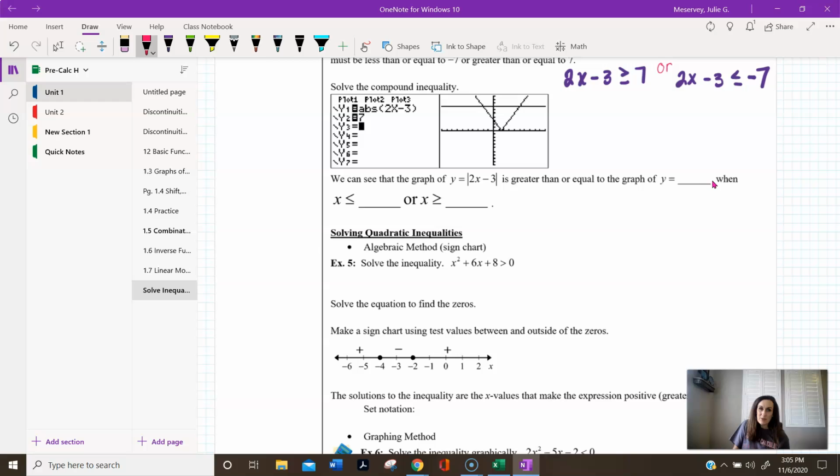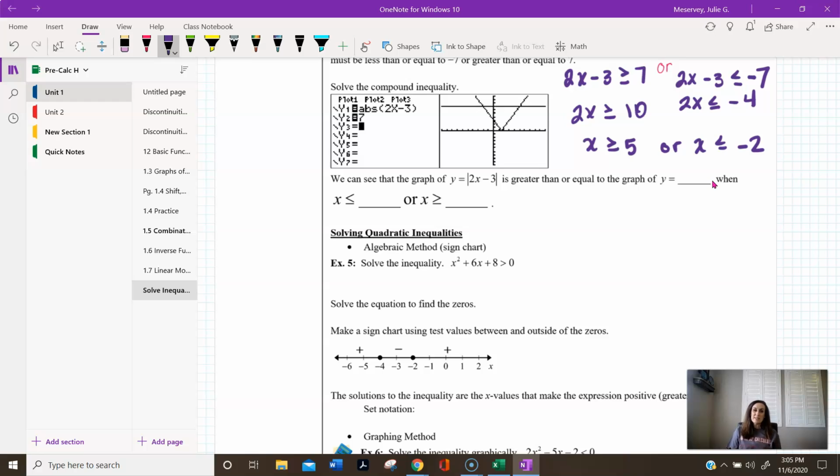You would add the 3 over. 2x is greater than or equal to 10. Divide by the 2, and x is greater than or equal to 5. Or add the 3 over. 2x is less than or equal to negative 4. Divide by 2, and x is less than or equal to negative 2.